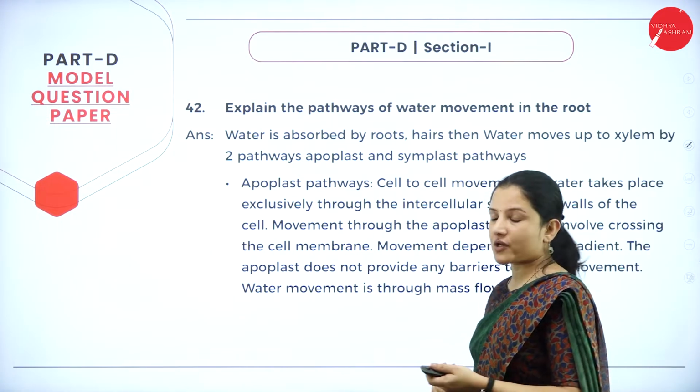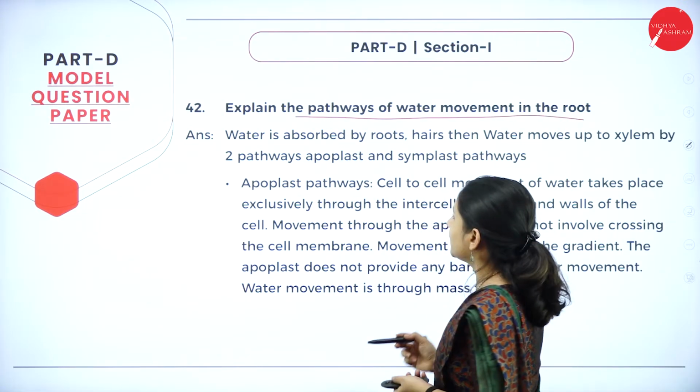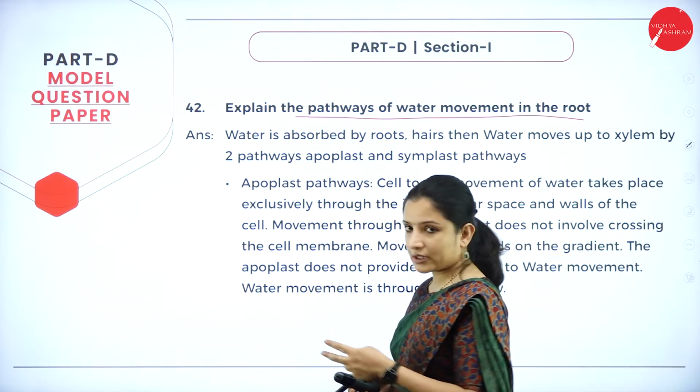Moving on to the next question. Explain the pathways of water movement in the roots. Here you need to explain the pathways. First you need to write the 2 types of pathways.